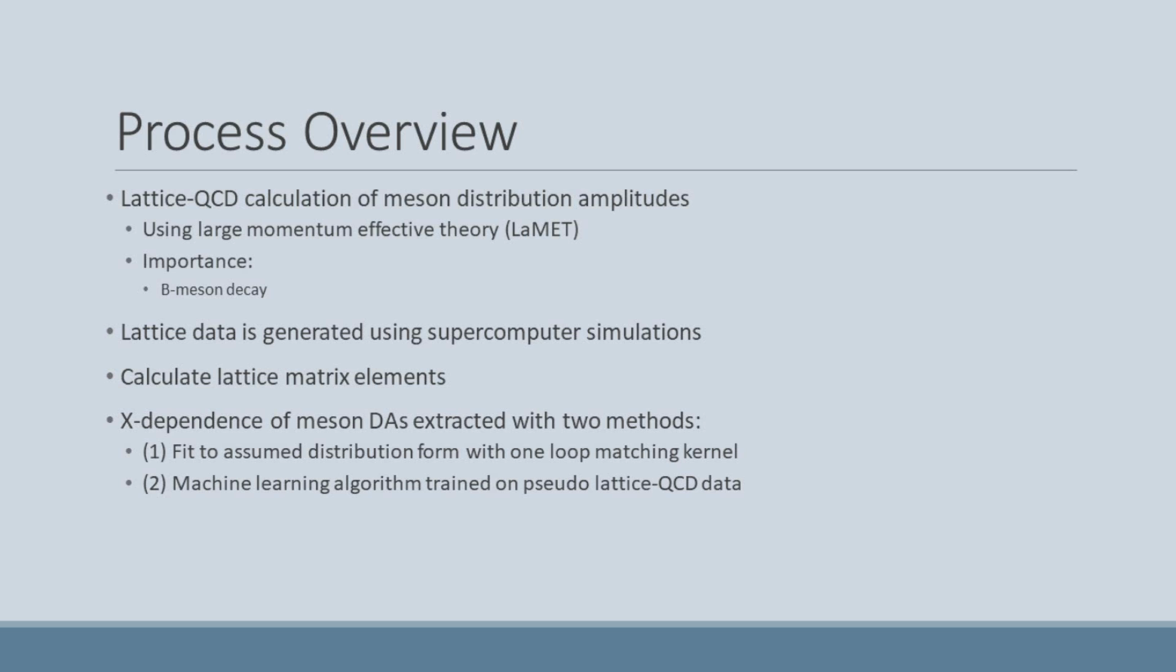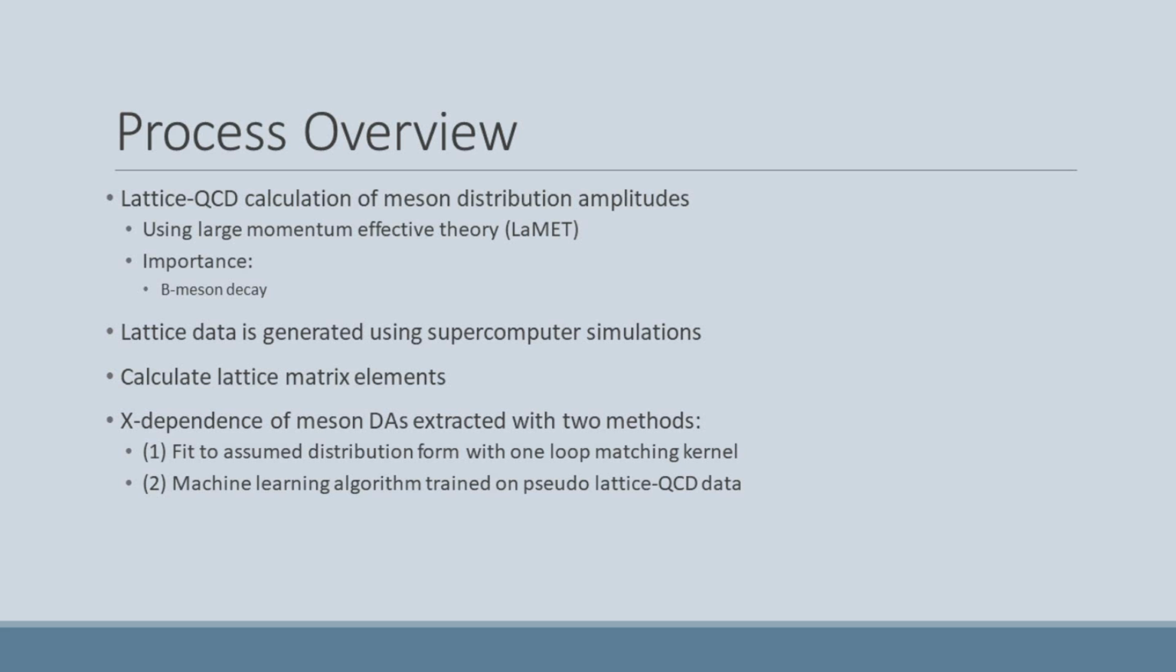These Meson distribution amplitudes are important since they can be used in a variety of related physics problems, such as the decay of B mesons. The lattice data used is generated using supercomputer simulations, and then through a series of calculations, you can calculate the lattice matrix elements, which are then used to extract the x-dependence of Meson distribution amplitudes with two main methods.